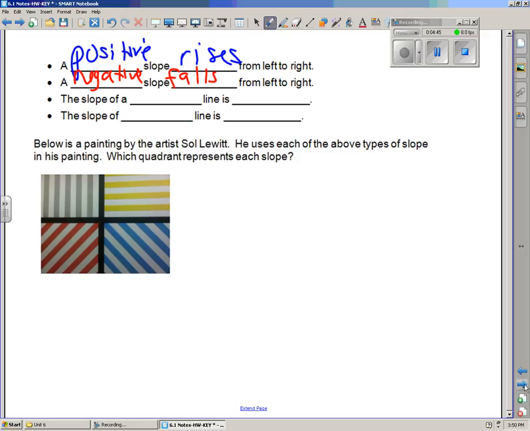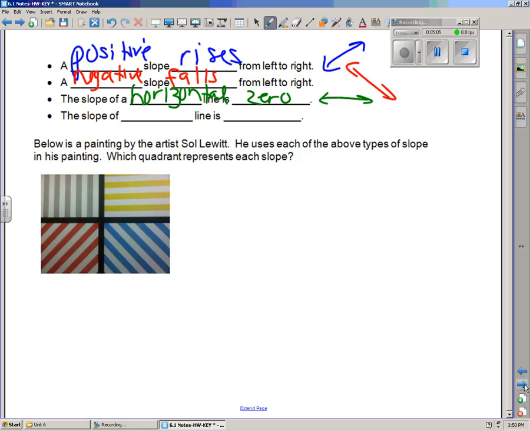In other words, let's do this real fast. So that would be a positive slope rising from left to right. This would be a negative slope falling from left to right. If you've got a horizontal line, your slope is 0. So those kinds of lines have slopes that are 0.